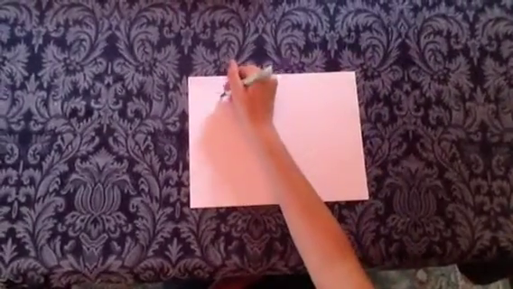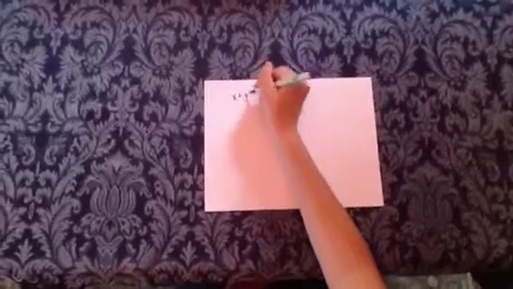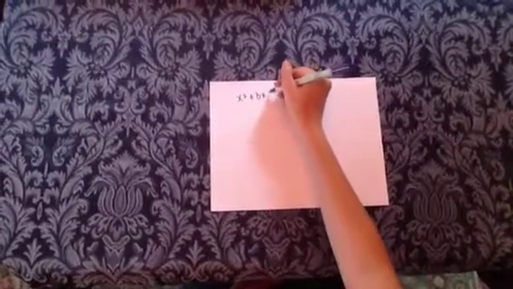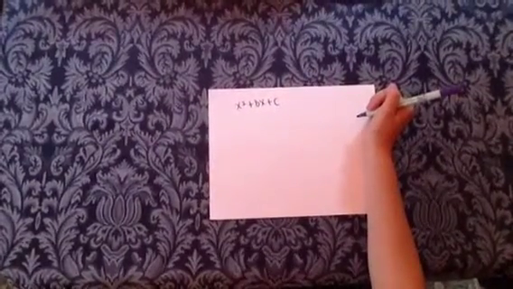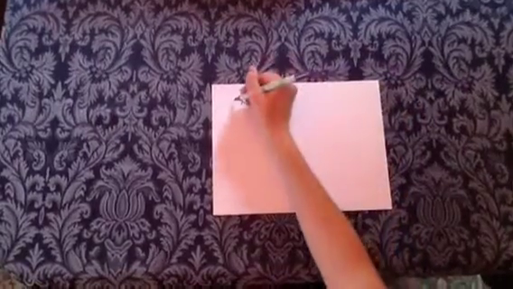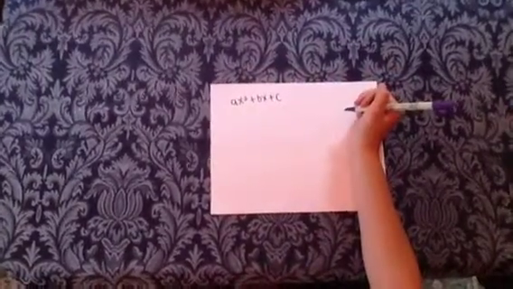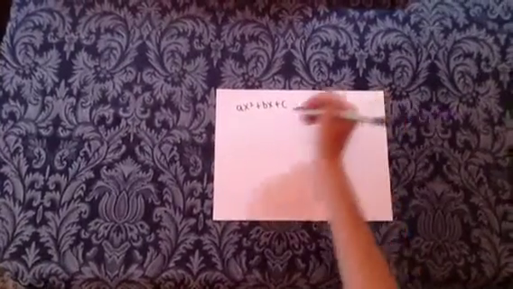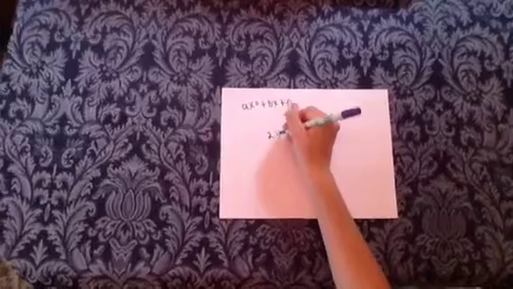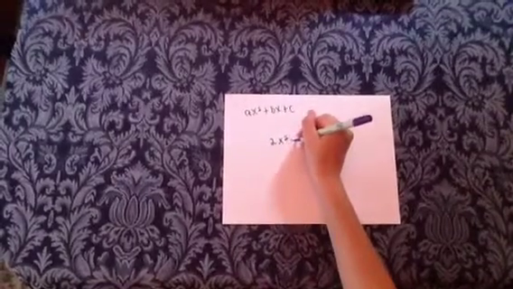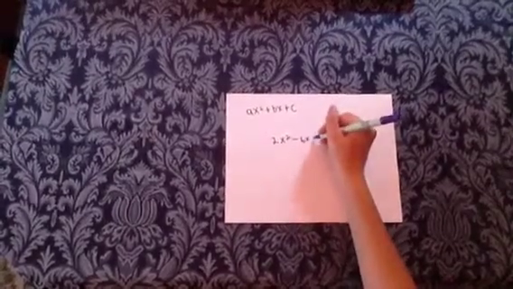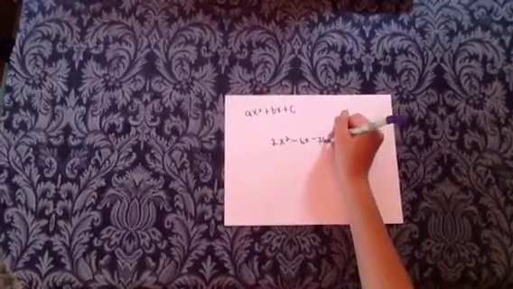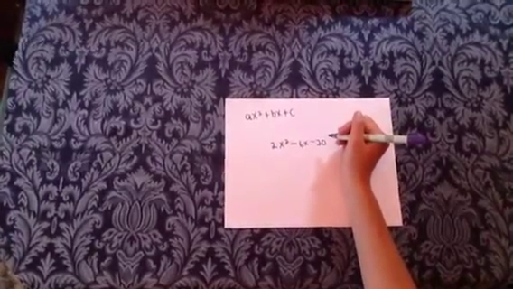But wait, there's another kind of factoring problem. Instead of our last problem, which went x squared plus bx plus c, what if we had a number in front of x squared? This would be written as ax squared plus bx plus c. Here's an example. 2x squared minus 6x minus 20. To make this problem simpler, divide it by a common number.